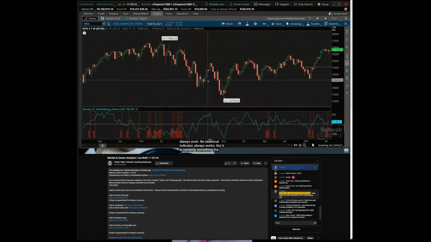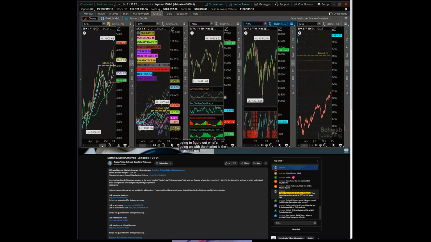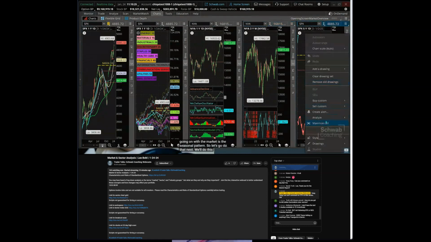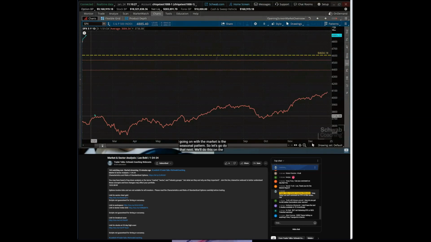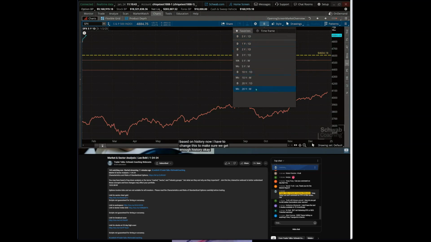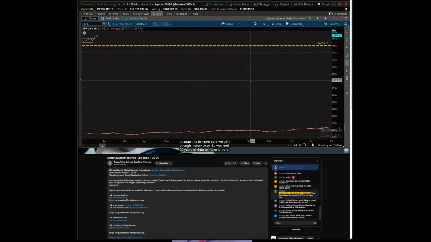All right, the next indicator that we look at when trying to figure out what's going on with the market is the seasonal pattern. So let's go do that next. We'll do this on the S&P 500. All right, so this is the seasonal pattern on the S&P 500. So let's see where we are now. We are at 125. So at least based on history, now I have to change this to make sure we get enough history, okay? So we need 20 years of data to make it more. Okay, so I changed that.